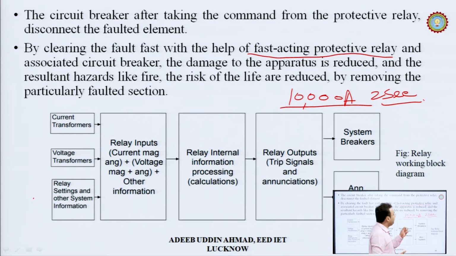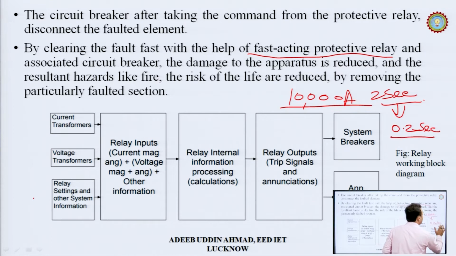For example, if the time duration is limited to 0.2 second, we can say that this 0.2 second is 10 times lower than the 2 seconds. So, this time period is still okay for the equipment. If 10,000 ampere flows for 0.2 second, the transformer can bear this current, but the transformer is not capable of bearing the high amount of current for 2 seconds. So, that is very important.